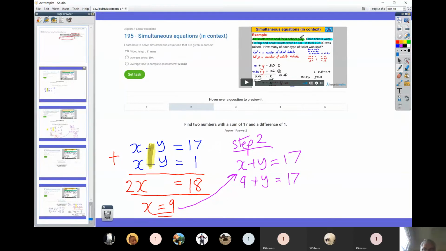So my two numbers that I've had to find are 8 and 9. So just double check. When we add them, do we get 17? Yes, we do. 9 add 8 is 17. And 9 take away 8 is 1.